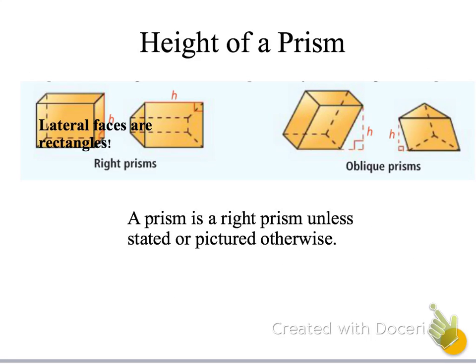Okay, so the height of a prism. So lateral faces are rectangles, okay? So you can kind of see the rectangles in it. And then we have some oblique prisms where our height is going to be sitting on the outside. So a prism is a right prism unless stated or pictured otherwise. Okay, so you can kind of see the right angles in them.